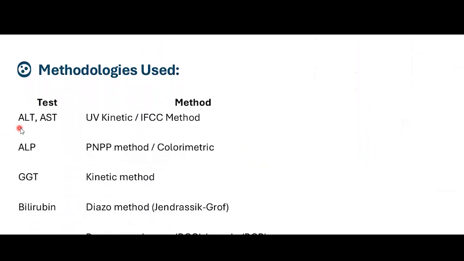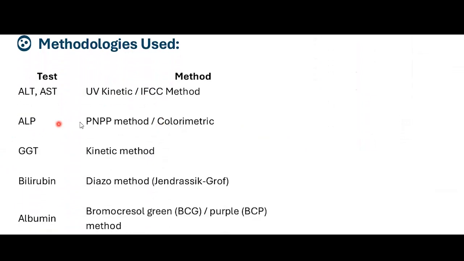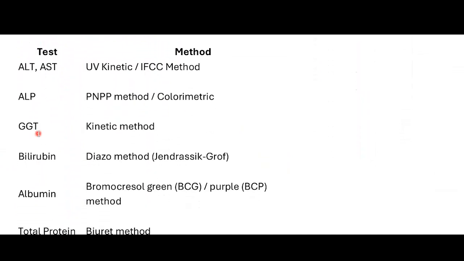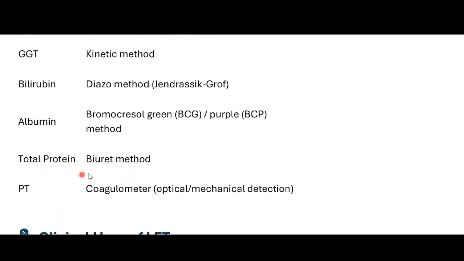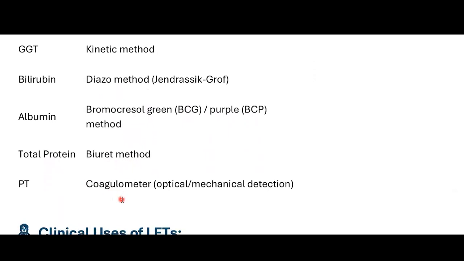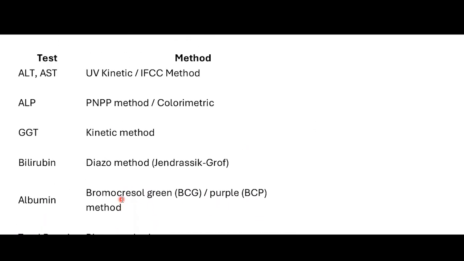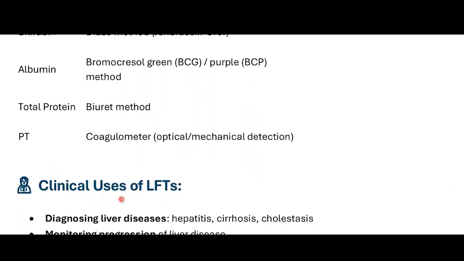Methodologies used for measuring ALT and AST: we use the UV kinetic and IFCC method. For ALP, alkaline phosphatase, the PNPP method or colorimetric method. For measuring GGT, we use the kinetic method; bilirubin, the diazo method, Jendrassik-Grof method; albumin, bromocresol green BCG or purple BCP method; total protein, biuret method; and PT, coagulometer with optical and mechanical detection. So we use different methods for the detection of the different parameters of the LFT.